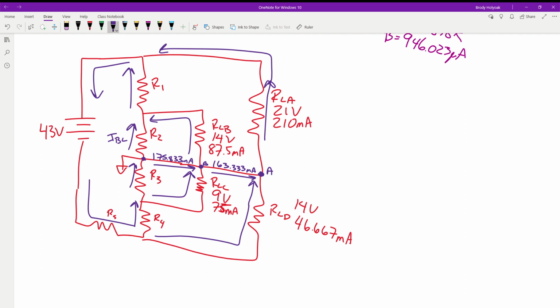Okay? So now we figure out what is our bleeder current. So we've got 210 and 87.5. We're going to take 10% of that. We weren't specifically told, but if it's not told, we assume 10%. So now, at point C, if we have 29.75 milli leaving, 175.833 milli leaving, how much current do we have coming into that node through R3?